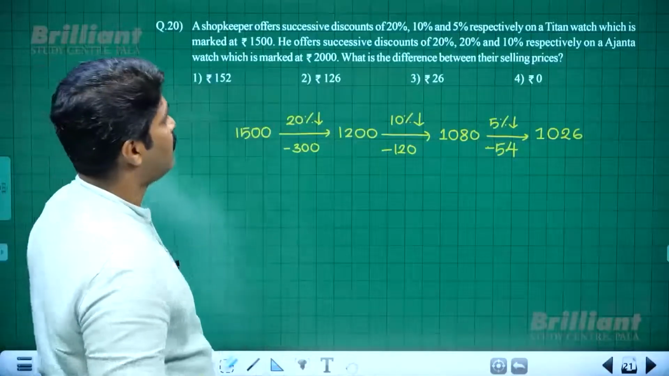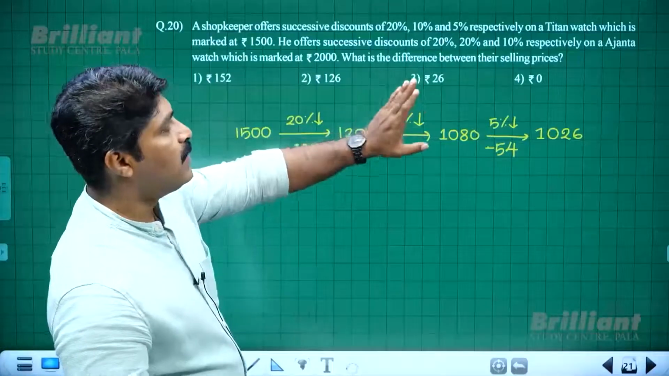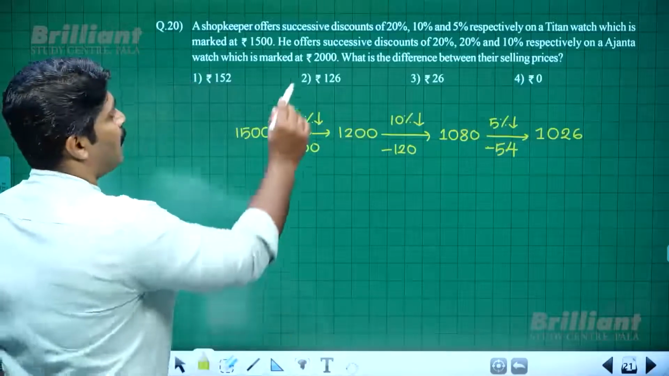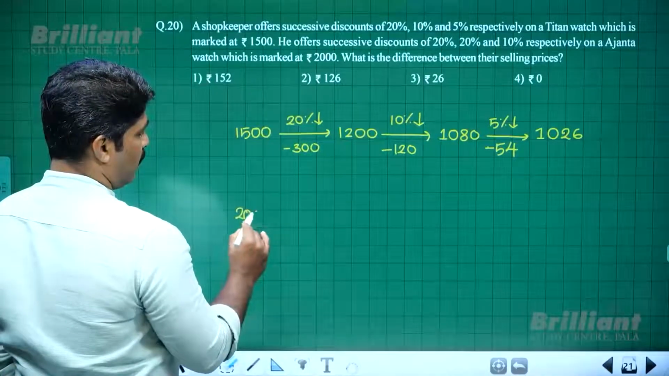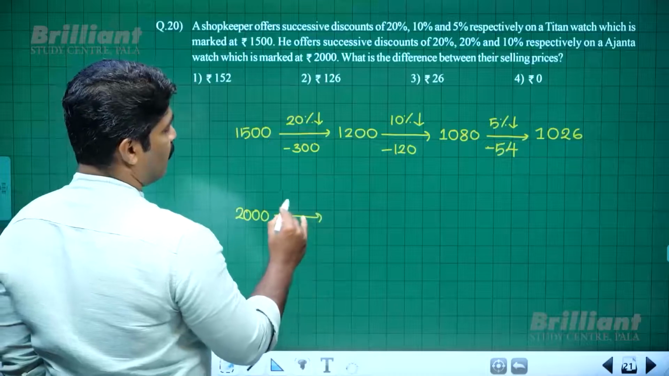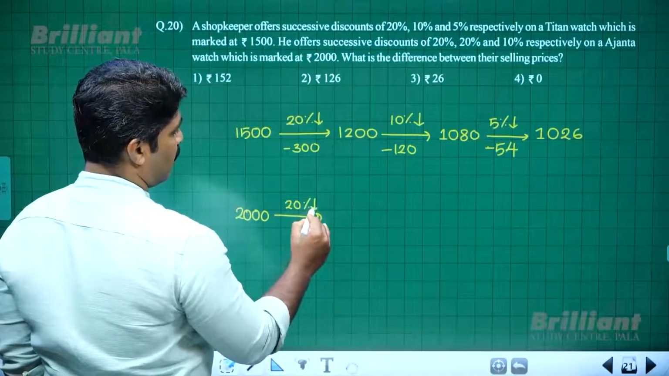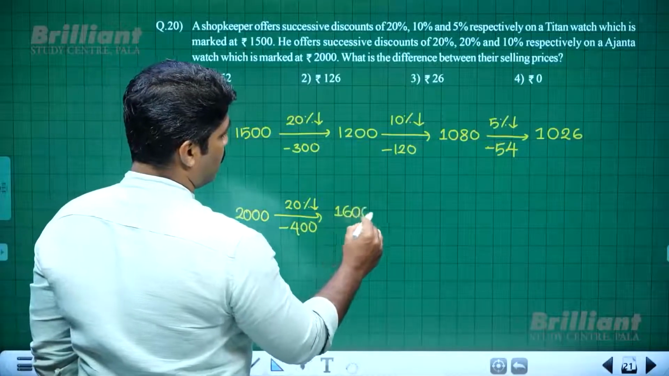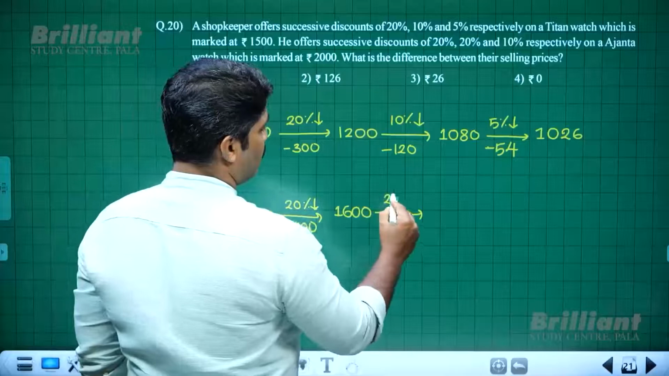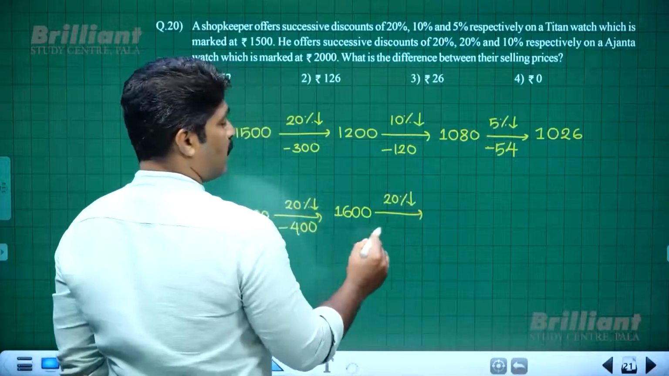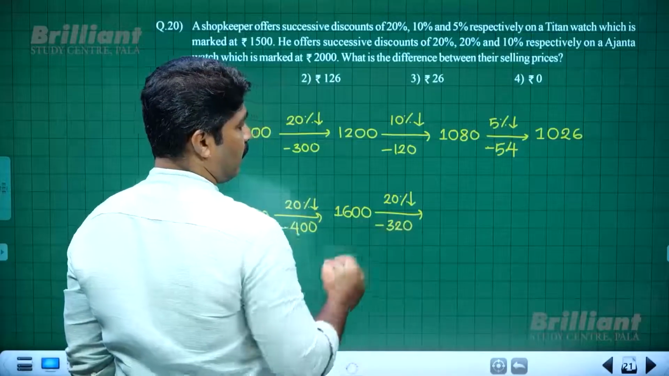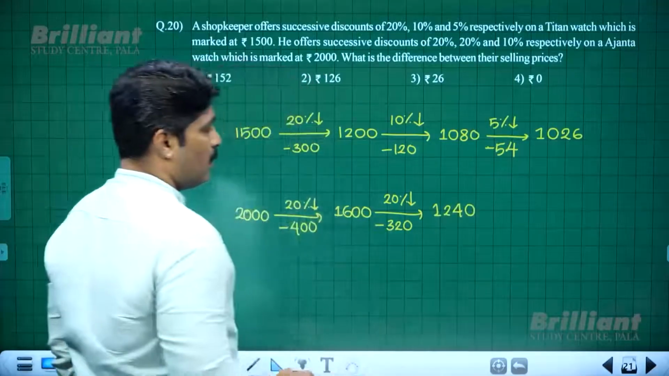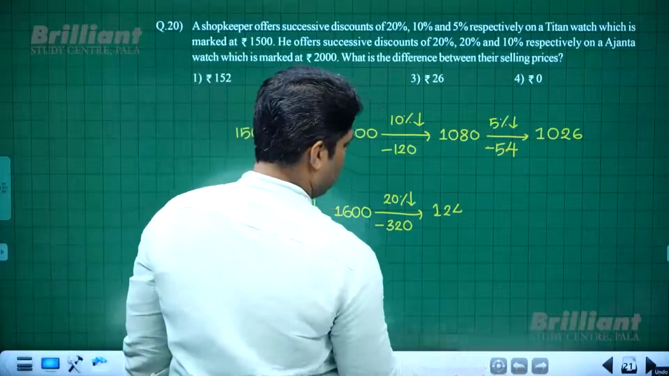Similarly, the second product we just consider, he offers successive discounts of 20, 20, 10 percentages respectively on Ajanta watch, which is marked 2,000. So second one, 2,000. First 20% discount here. 20% is equal to 400. So that is 1,600. Minus another 20% discount here. 20% of this value is 320. So if you are subtracting 320, this is 1,280.